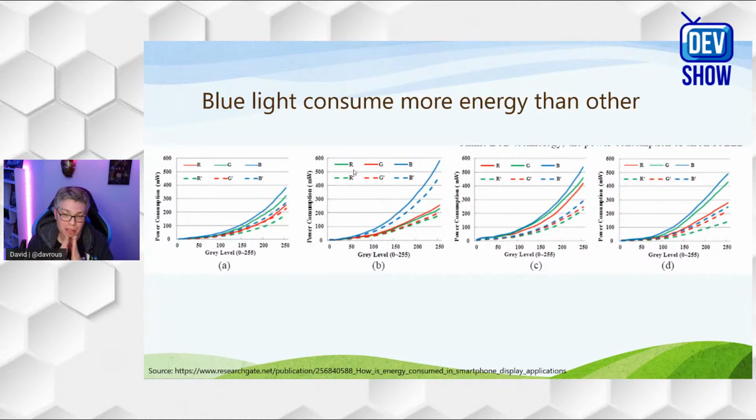And during my research, this specific slide really made me mad. What I've discovered reading this slide is that the blue light is consuming more energy than the green light, and the green light is consuming more energy than the red light. And I thought, well, this could be something super interesting.